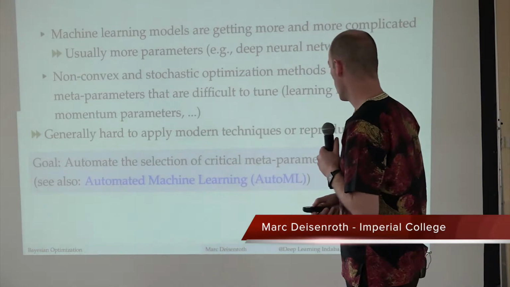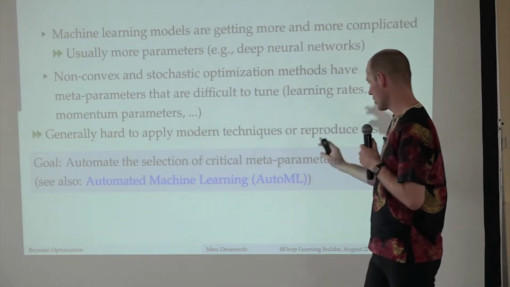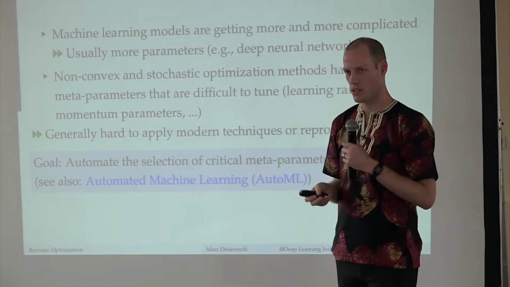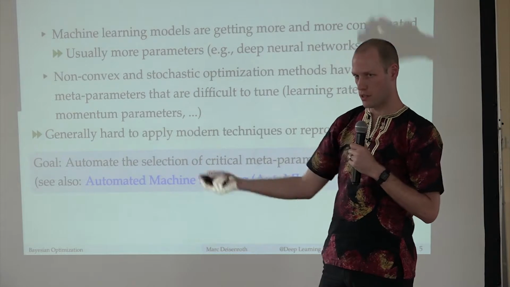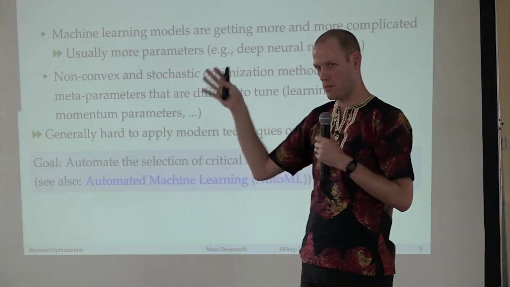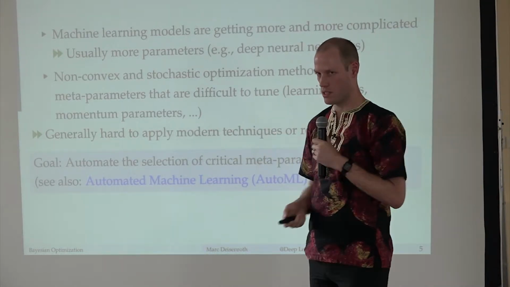So here's what we would like to have. We would like to automate the selection of these critical meta-parameters. There's also a field called automated machine learning. If you search for this, you will find a lot of literature and examples of how to automate the entire pipeline from data to the production system, in terms of optimization at least.